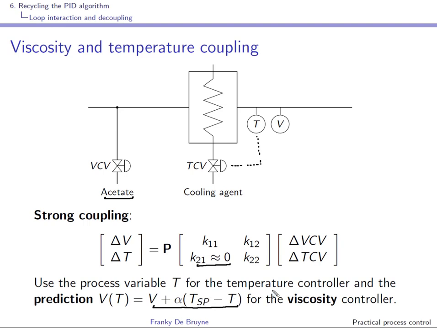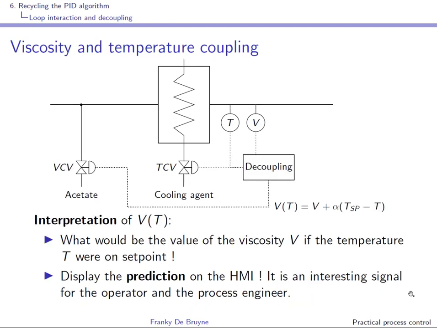And instead of controlling the actual viscosity, we will control this virtual viscosity. Indeed, as I've said, the temperature is controlled simply using the cooling agent valve, and we will control this virtual signal using the acetate control valve. And this virtual signal is the actual signal, so the actual viscosity, plus a term that looks at the control error in the other loop times a constant.